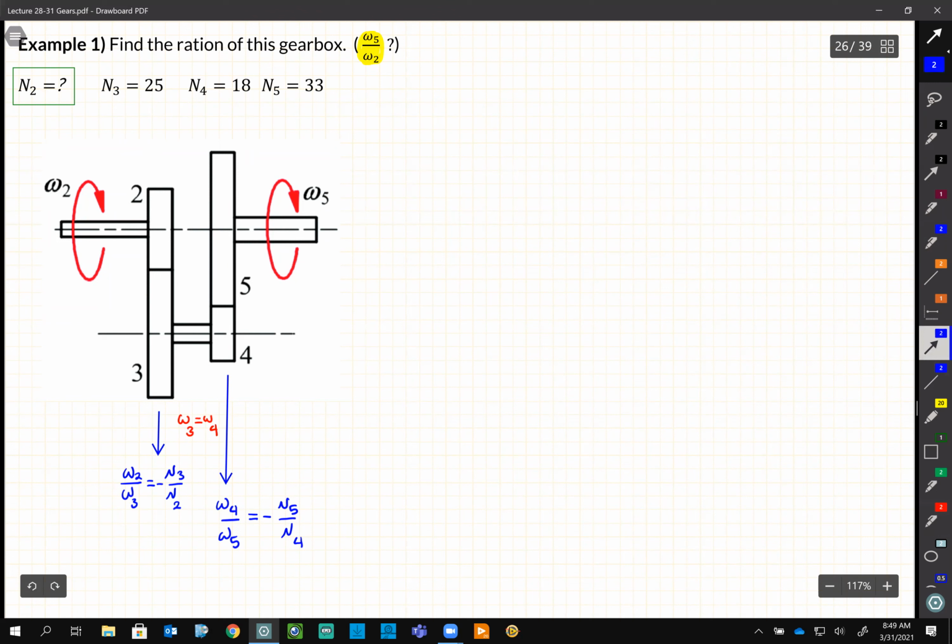So from this information, you will get omega 2 divided by omega 4. Sorry, 5. We're looking for 5. You're not interested in 4, omega 2 over 5. It's going to be positive, and it's going to be n3 n5 over n2 n4.